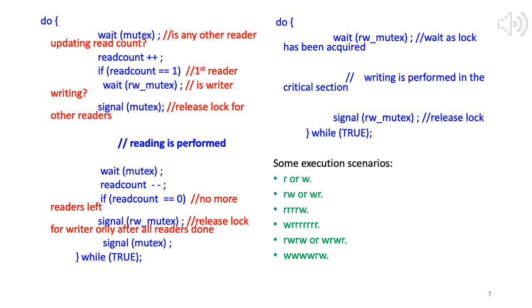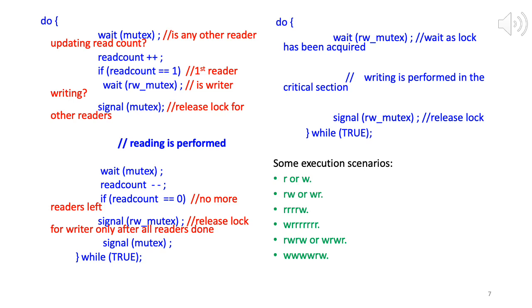Right? It can go from 0 to 1, 1 to 2, then from 2 to 1, 1 to 0, or it can go from 0 to 1, 1 to 2, 2 to 3, 3 to 2. So depending on the order of arrival and order of execution, the value of read count can change in many configurations. But the main thing over here is that the protection is provided. While any reader is changing the value of read count, other readers have to wait. So that ensures the protection and synchronization. Okay.